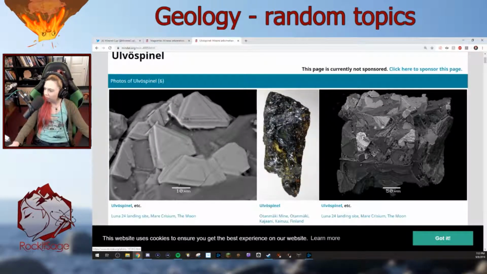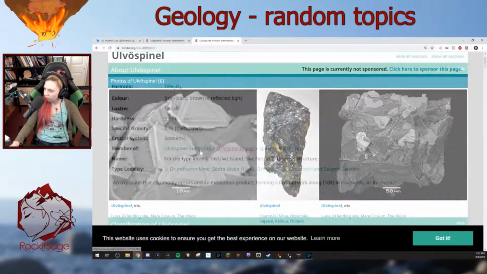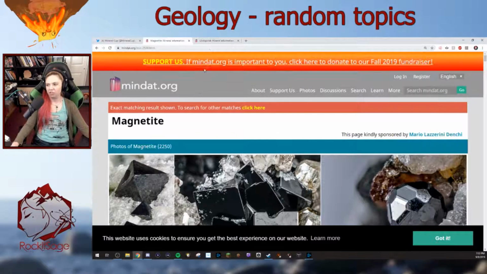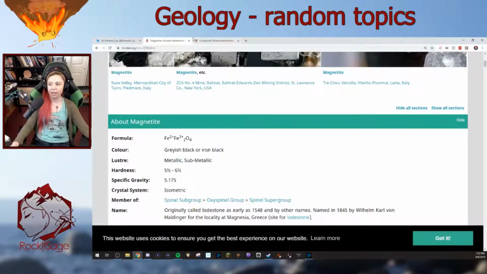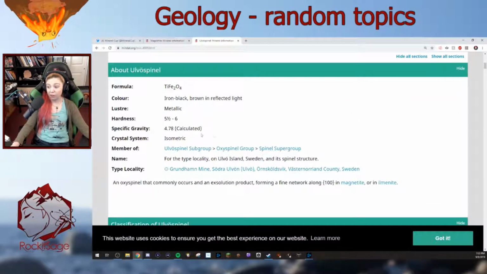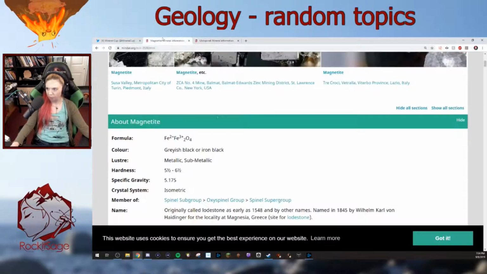That's cool. These are really pretty SEM images, showing titanium, iron, and oxygen. You can see it's just got a little less iron and a little more titanium. They're both very, very high in specific gravity. Hardness is a little less, though, on the ulvospinel.